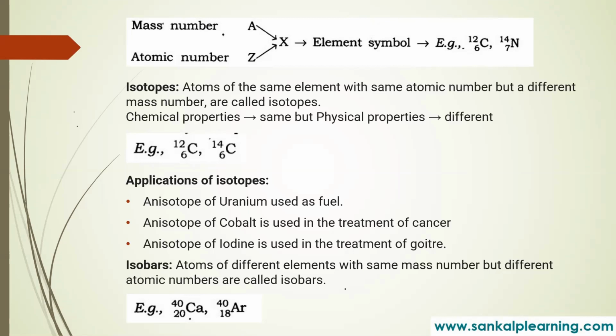For example, I'll give you one example, that is hydrogen. Not only the hydrogen atom is there. In nature, we have elements like hydrogen, deuterium, then tritium. They all have the same atomic number, 1. The first one is hydrogen, the second one is deuterium, the third one is tritium.